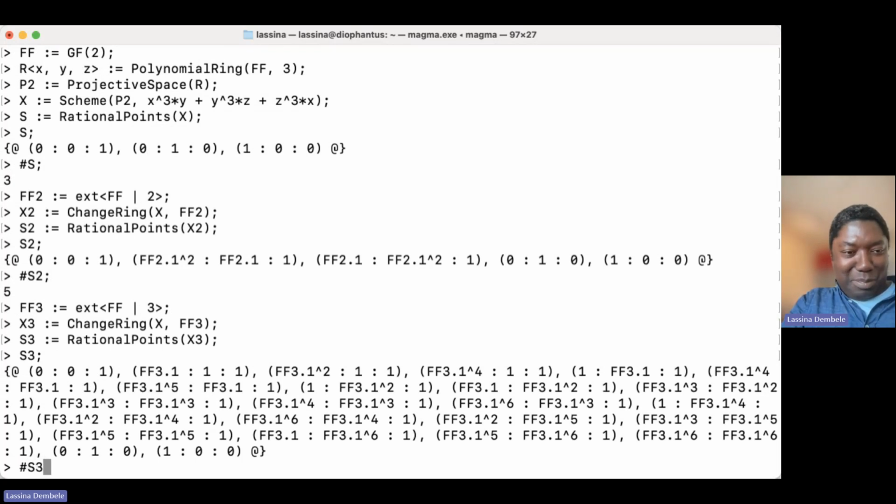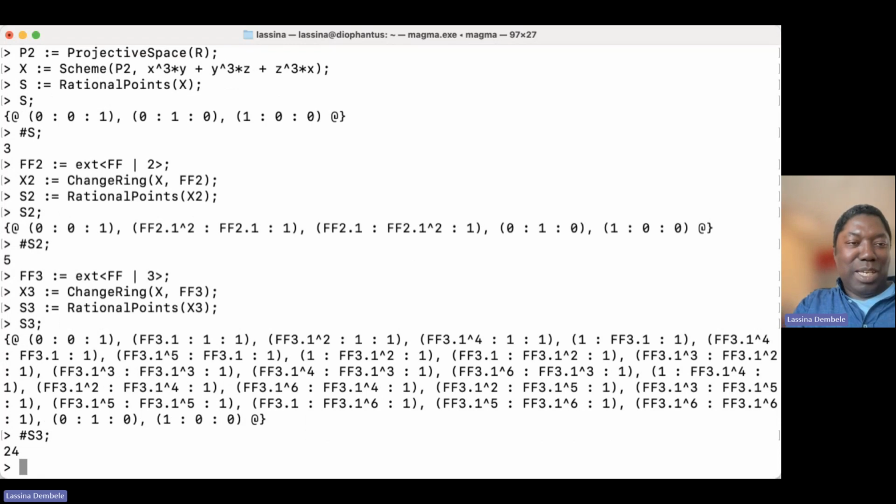So how many points do we have? We have 24. So now you have, for those three extensions, F2 itself, F4, and F8, the set of points. And we can use all of this to write down the characteristic polynomial of Frobenius.